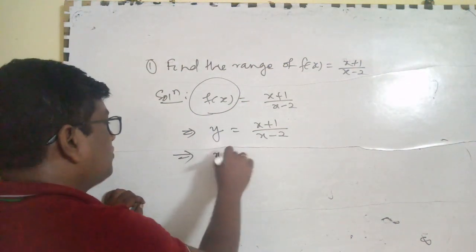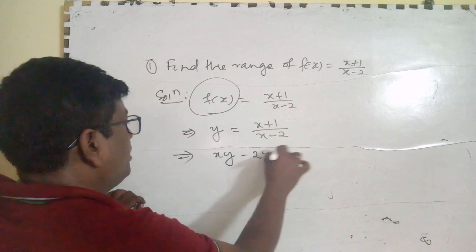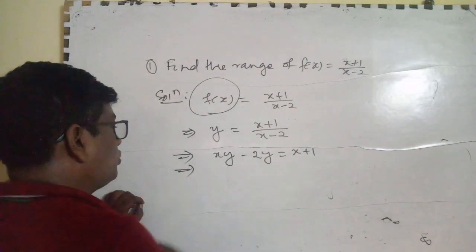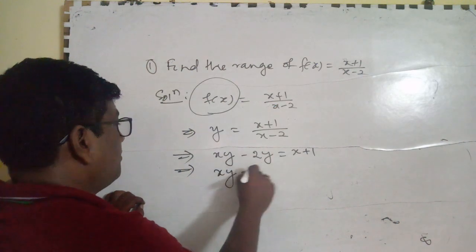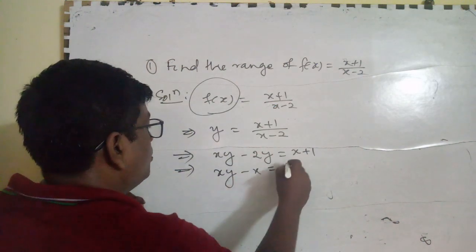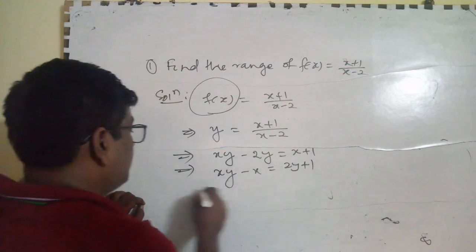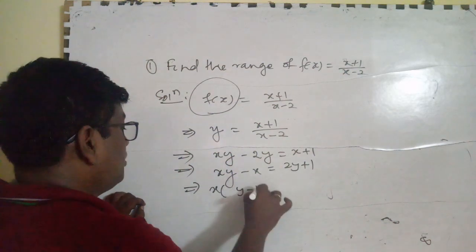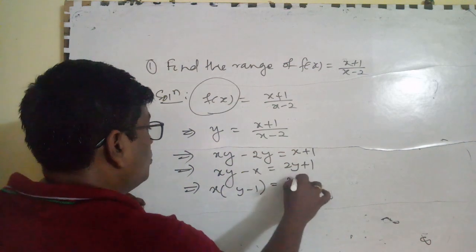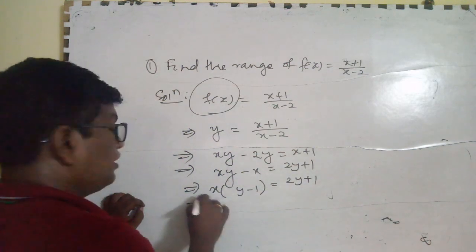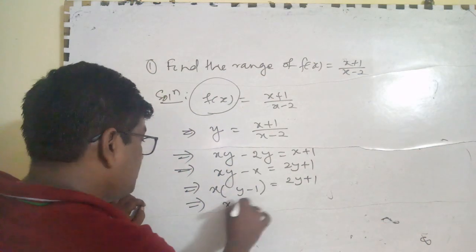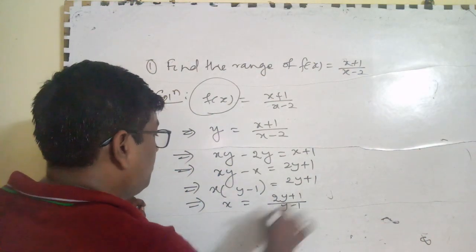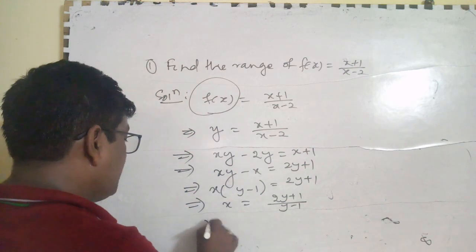That is xy minus 2y is equal to x plus 1. Bring x to the left side. xy minus x is equal to 2y plus 1. Take x common. x times y minus 1 is equal to 2y plus 1. That implies x is equal to 2y plus 1 divided by y minus 1. x is defined.